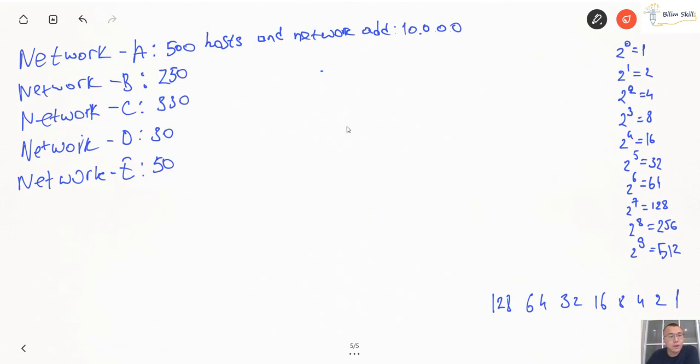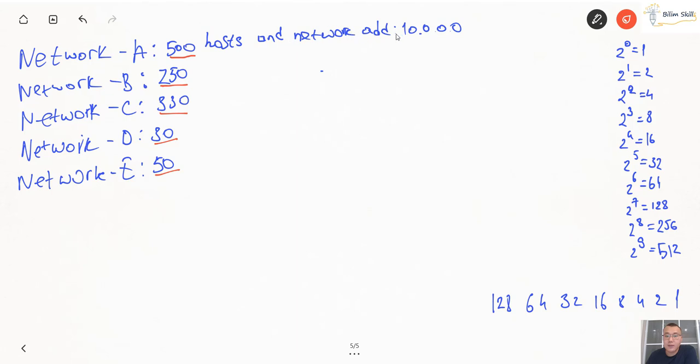So our example includes, okay, let me explain it with the example. We have 1, 2, 3, 4, 5 networks: network A, network B, network C, network D, network E. And as given, these numbers are host numbers. It means that on network A there can be used 500 host numbers. It means 500 usable addresses without counting the network address and broadcast address. And in network B it is 250, network C it is 330, network D it is 30, and network E is 50 host numbers.